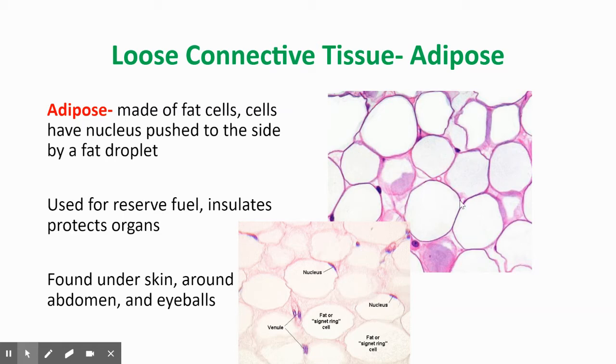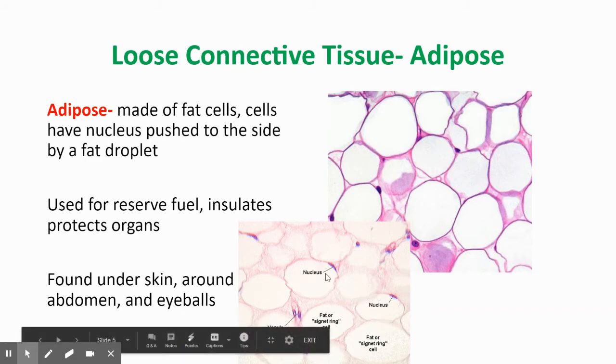It kind of looks like chicken wire, lots of spaces. In that space is a giant fat droplet. The droplet takes up so much space inside of the cell that the nucleus, if you look at this picture, is basically shoved up against the side of the cell membrane because that fat droplet is taking up so much space.